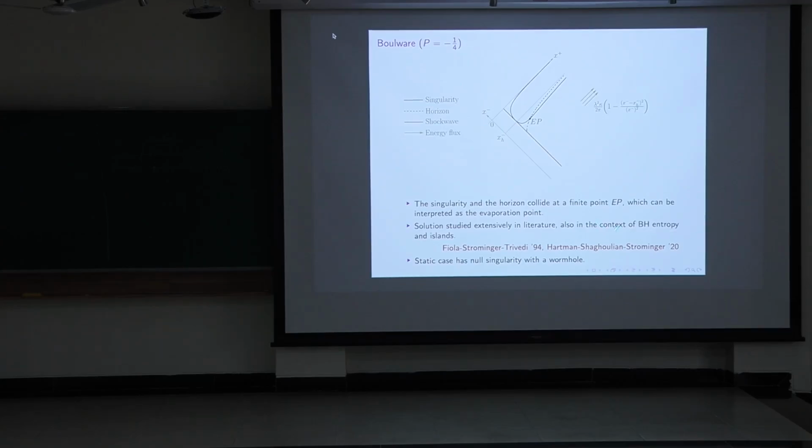And in the context of entanglement entropy, we took results from these papers and studied a similar solution using the technicalities from these papers, but I will not be going too much into detail in this talk. As I said, the static case has a null singularity here with a wormhole, a null singularity along x plus and x minus.